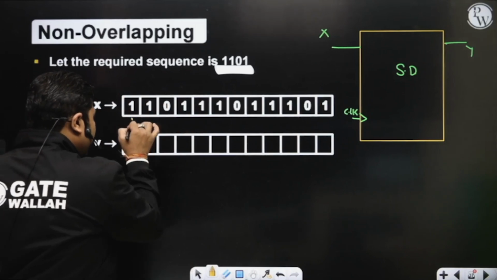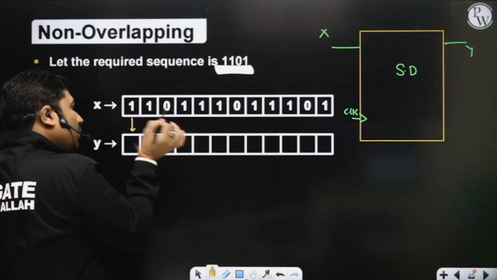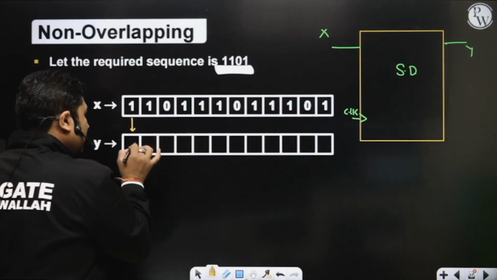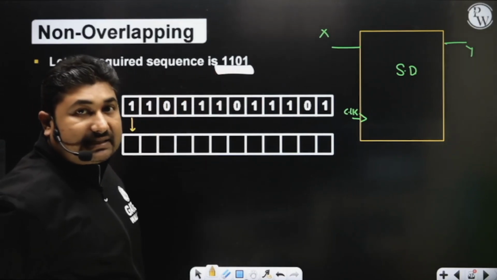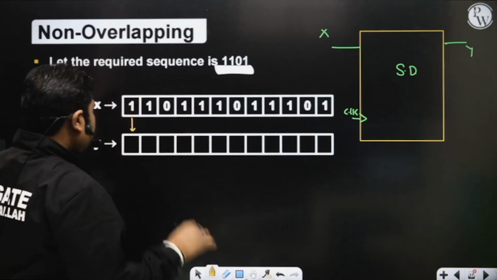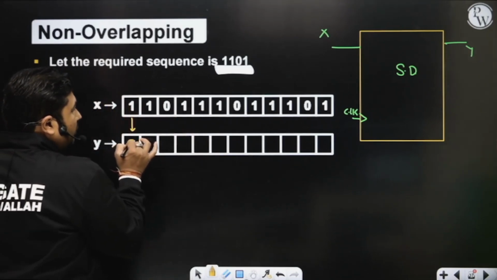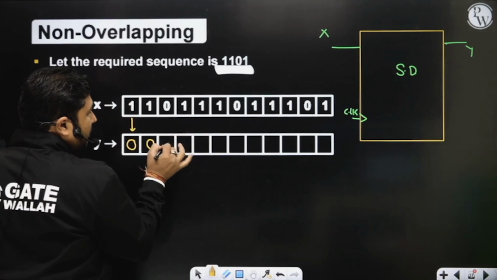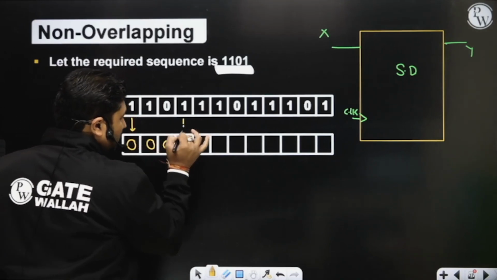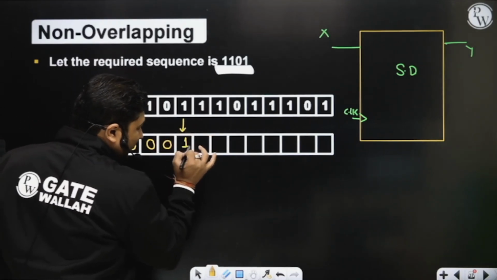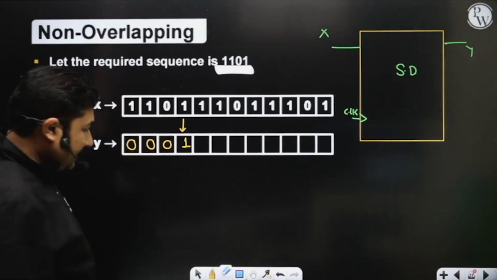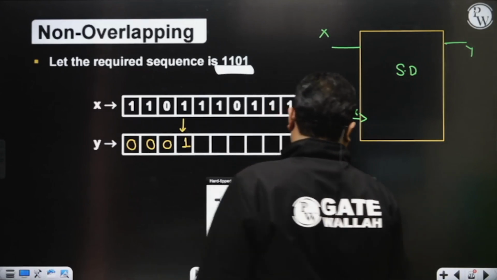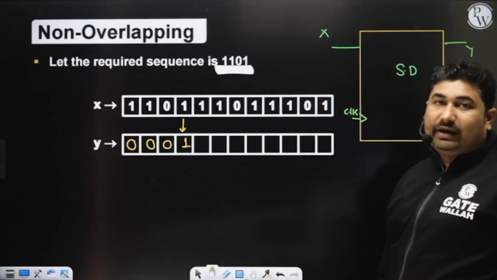When the first input appeared, was the sequence detected? No, sir. The output is set to be detected only when we get the sequence 1101. So the sequence is not detected, output is 0. Not detected, output is 0. Not detected, output is 0. At this particular condition, the sequence is detected, so the output will become logic 1. This indicates the sequence 1101 got detected.